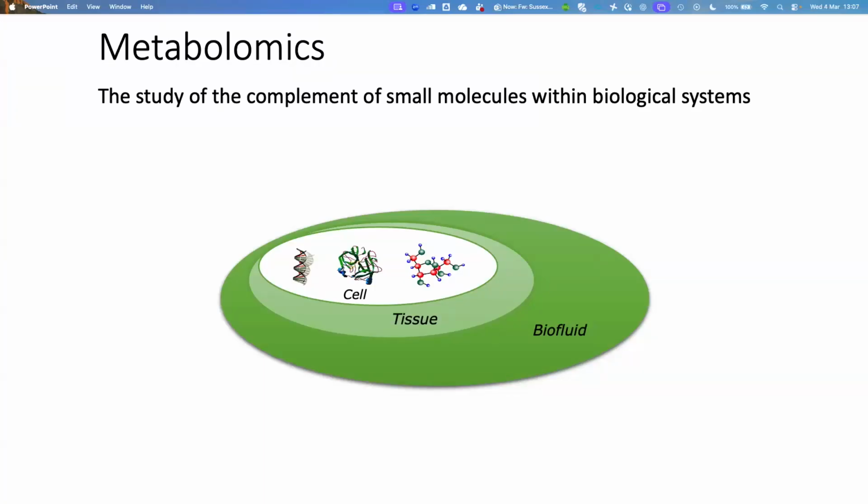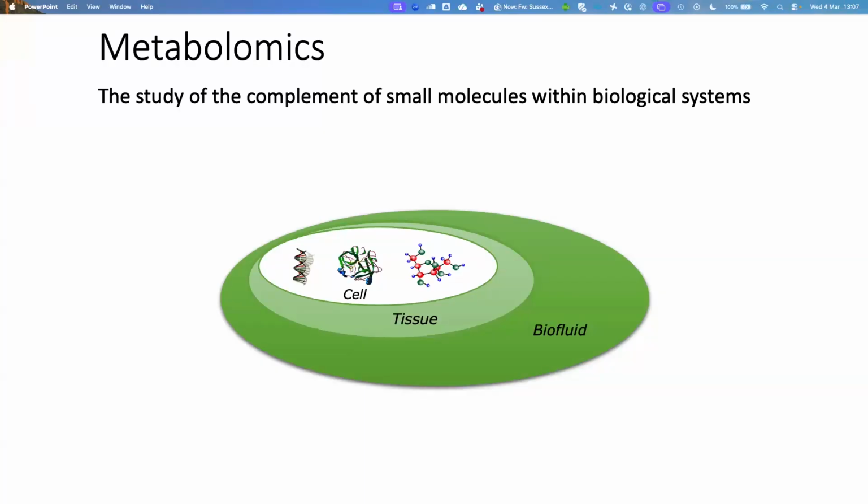So we know that biological systems are built from cells. Inside the cells, we have lots of different kinds of molecules. We have DNA, we have proteins, and we also have these small molecules, which we call metabolites. So again, up to say 1,000 or 1,500 mass units, if you like. And those are the primary types of molecules which sort of make biology work.